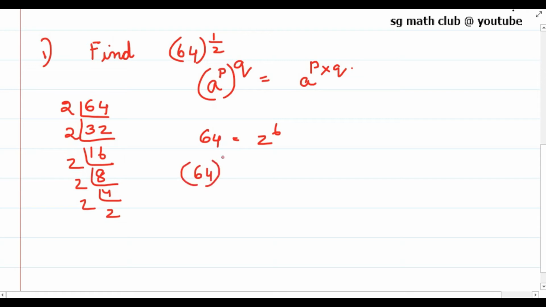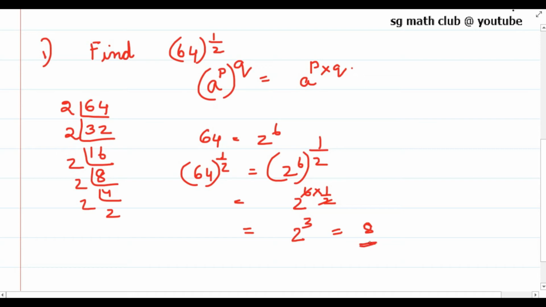64 whole to the power of half I can write as 2 to the power of 6 whole to the power of half, which is now in the form of a to the power of p whole to the power of q is a to the power of p into q. So I can write 2 to the power of 6 into half. Cancel this, 6 divided by 2 is 3. So 2 cube, answer is 8. So the value of 64 whole to the power of half is 8.